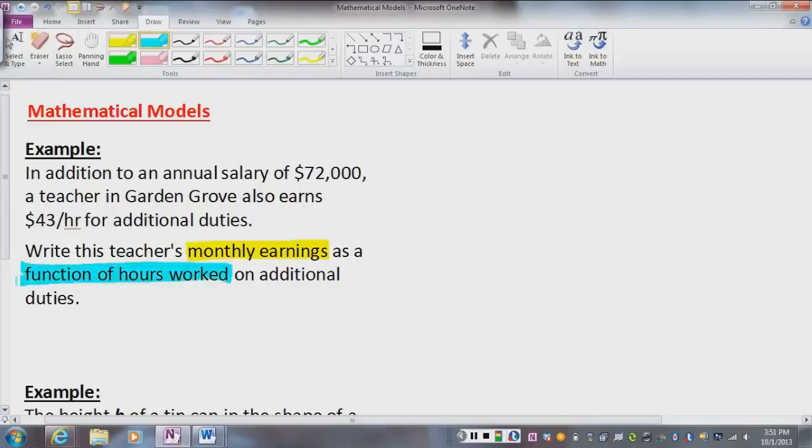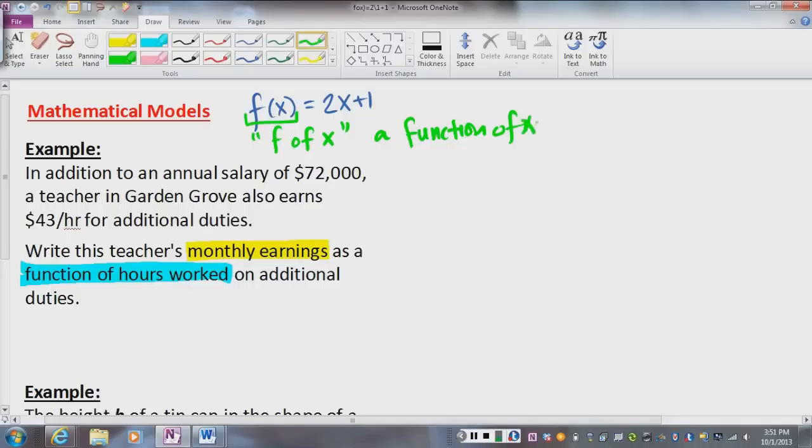I want to talk about the notation here. Suppose I have this function, f of x equals 2x plus 1. We would read this as f of x, or I could read this as a function of x. In other words, whatever I get for this value is going to depend on my input for the x. This is a function of this independent variable x.